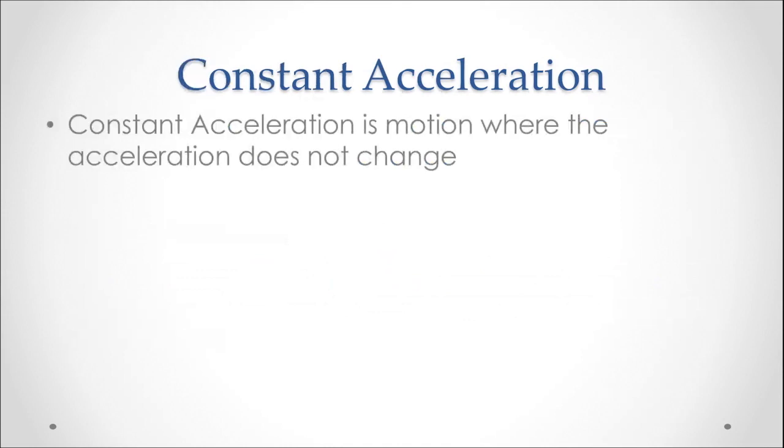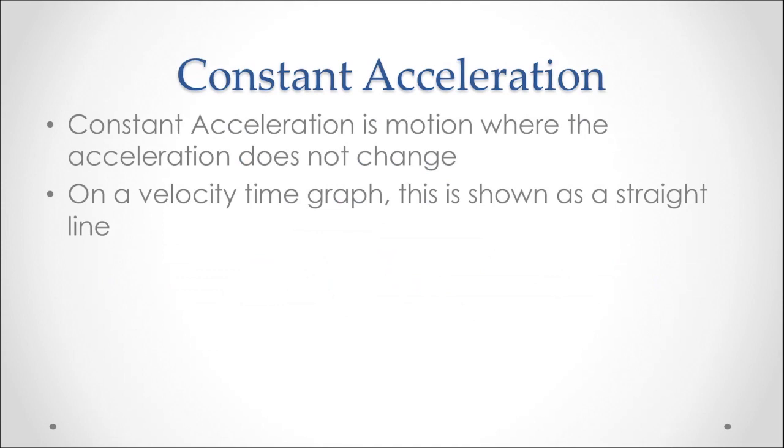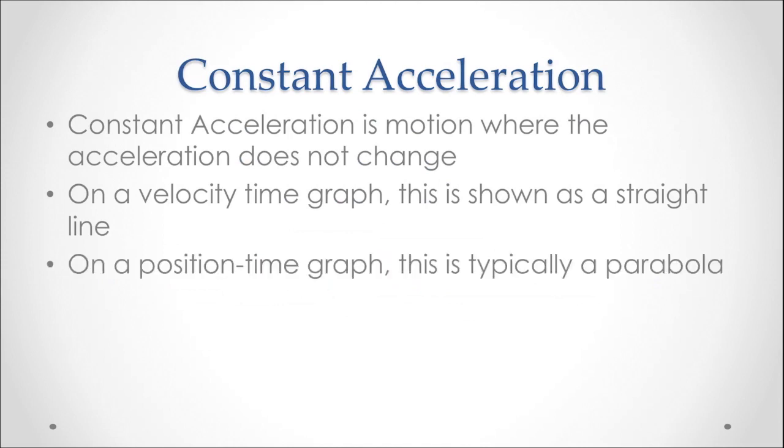On a velocity time graph, this is shown as a straight line. Remember, the slope of a velocity time graph is your acceleration. So if you want a constant acceleration, you will have a straight line shown on your graph. A little less intuitive is a position time graph. In a position time graph, a constant acceleration is shown as a parabola.